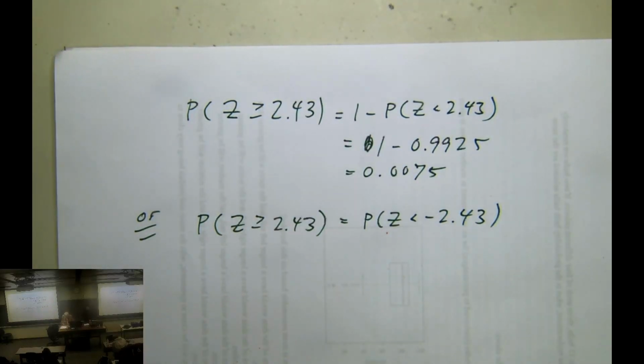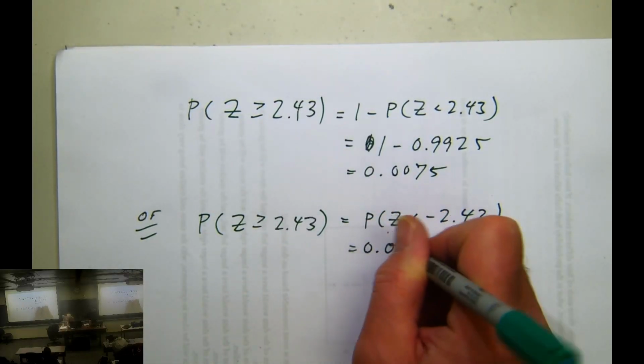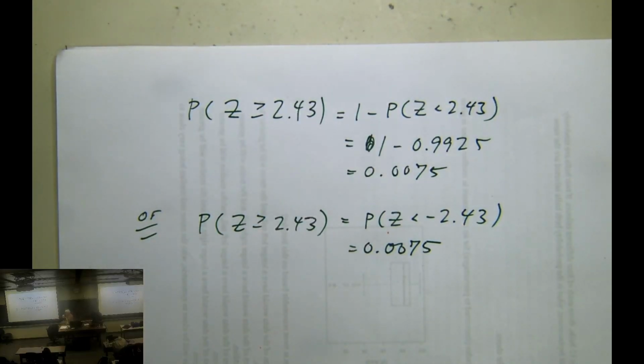Whether you want to put an equal or not doesn't make any difference. So then I could just go directly to my table, negative 2.43, and there it is, 0.0075, right? So it's really an easy solution. This is an even easier solution if you could just make that flip in your head. The flip is justified because the distribution is symmetric about 0, because it's a standard normal distribution. This is a key thing here.